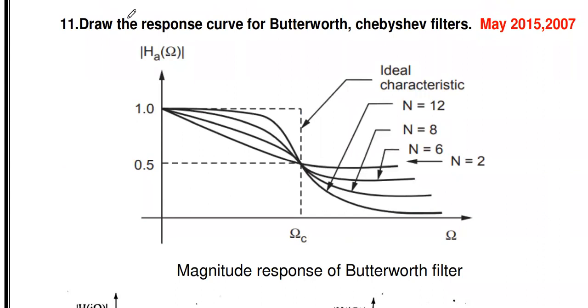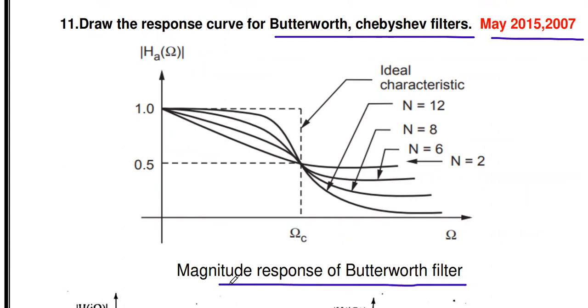Then the next thing, draw the response curve for Butterworth and Chebyshev filters. It's a May 2015 question. So already we discussed it separately. So here you just draw them combined. So you see, this is the frequency magnitude response of Butterworth filter, H of j omega versus omega.